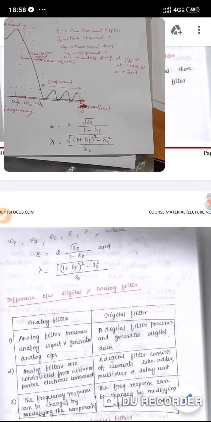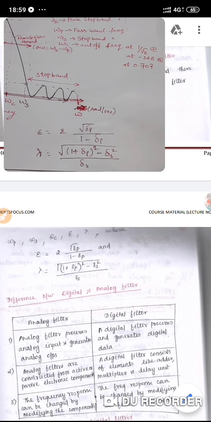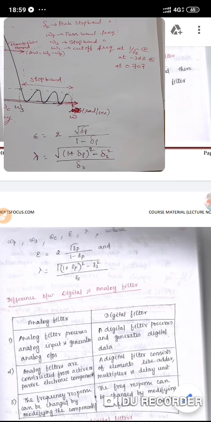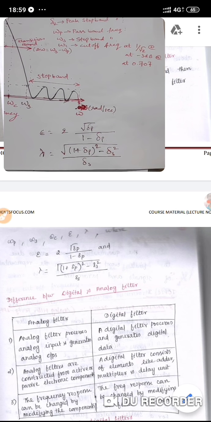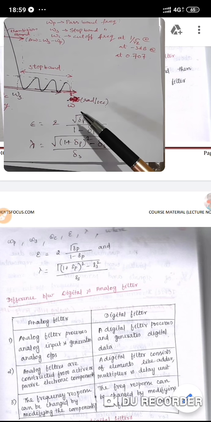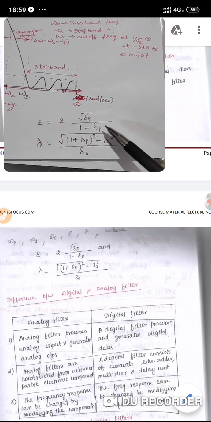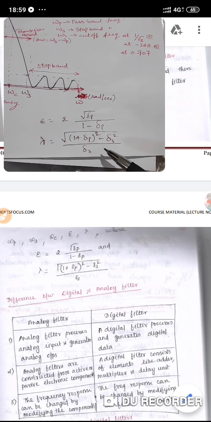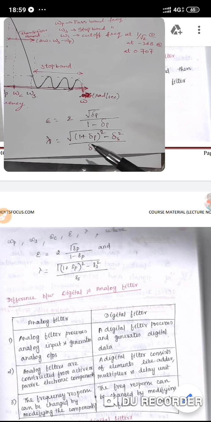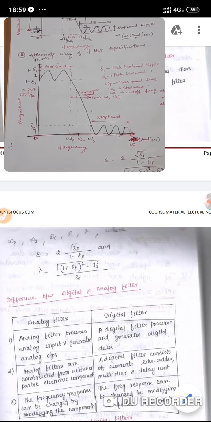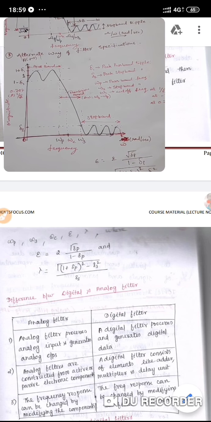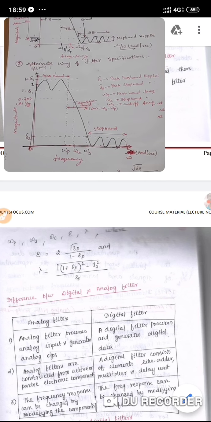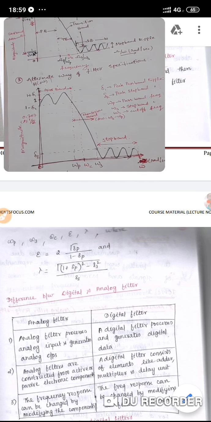by using these formulas. Okay, where delta p is the passband ripple and delta s is the stop band ripple, where epsilon is equal to 2 into root over delta p by 1 minus delta p, and lambda is equal to root over 1 plus delta p whole square by 1 minus delta square by delta s. These are the specifications. By using these specifications, we will find the filter coefficients. Okay.